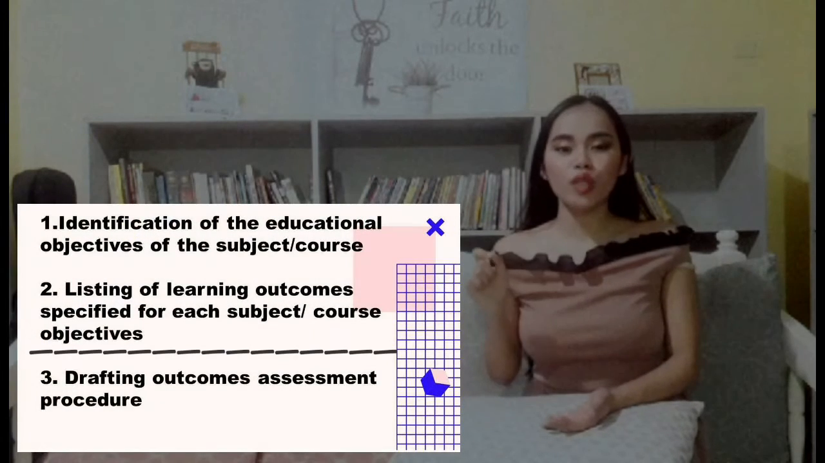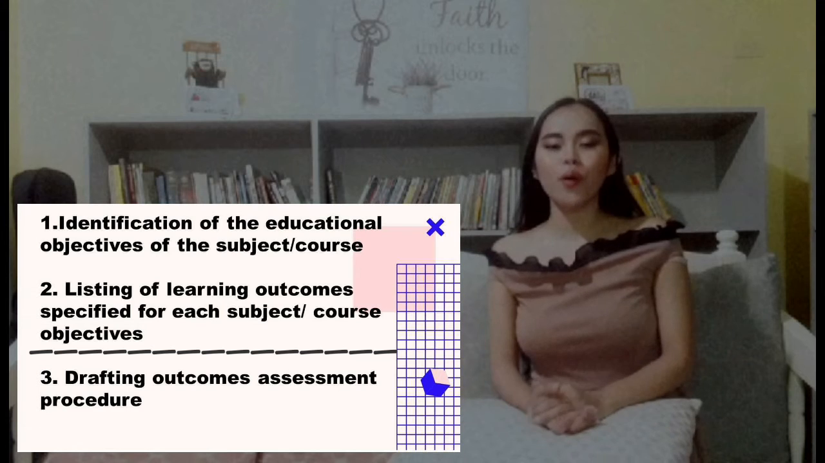The second procedure of implementing OBE is listing of learning outcomes specified for each subject course objective. Under it, the success of any implementing plans, rules, processes, or approaches usually lies at the end result or outcome prior to full implementation of OBE or any other educational learning approaches.